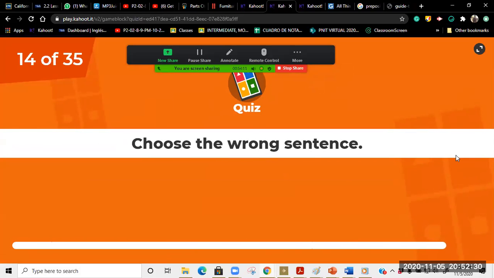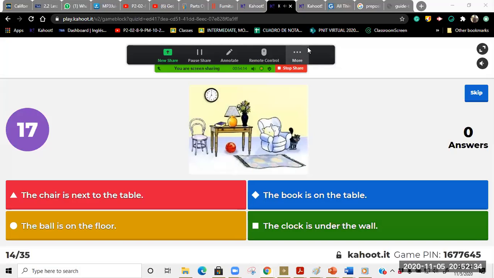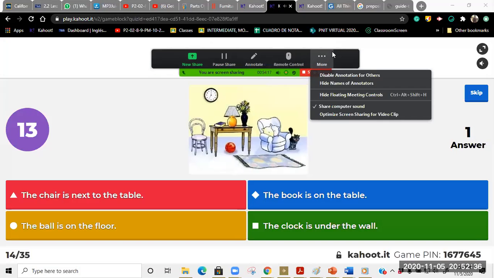Casi terminamos, casi terminamos. Choose the wrong one. La que está mal. Escojan la que está mal. The chair is next to the table. Está bien. The ball is on the floor. Está bien. The book is on the table. Or the clock is under the wall.